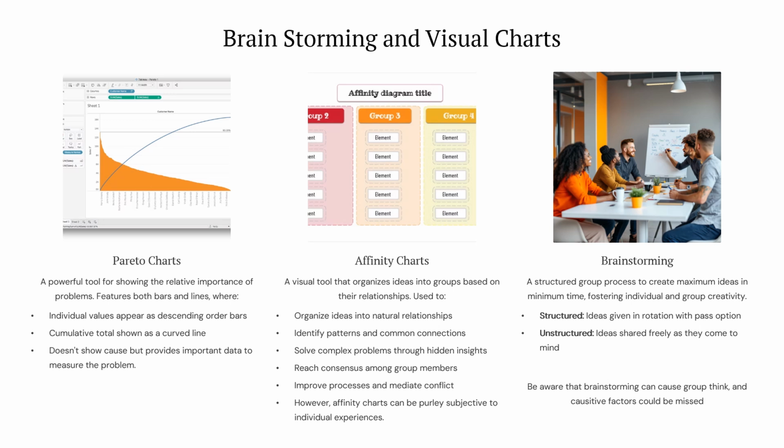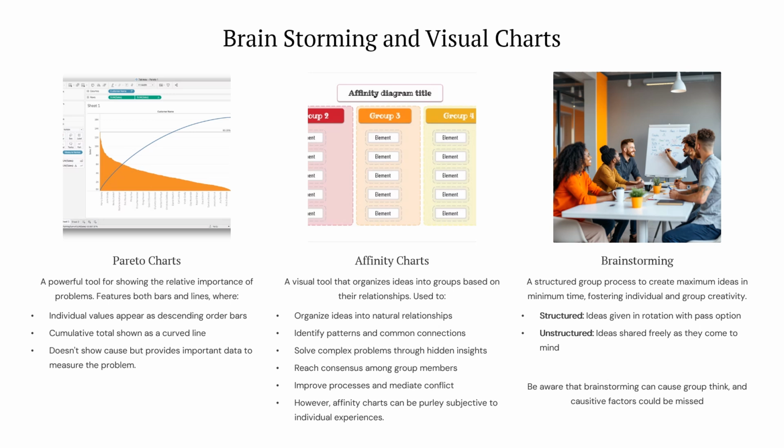Next, let's discuss a few brainstorming and visual chart tools that we can use in our root cause analysis. It's important to remember that these should not be the only tools used in your root cause analysis, but help to aid that RCA. The first is a Pareto chart. A Pareto chart could help identify the most significant issues. It doesn't show the cause, but provides important data to measure that problem.